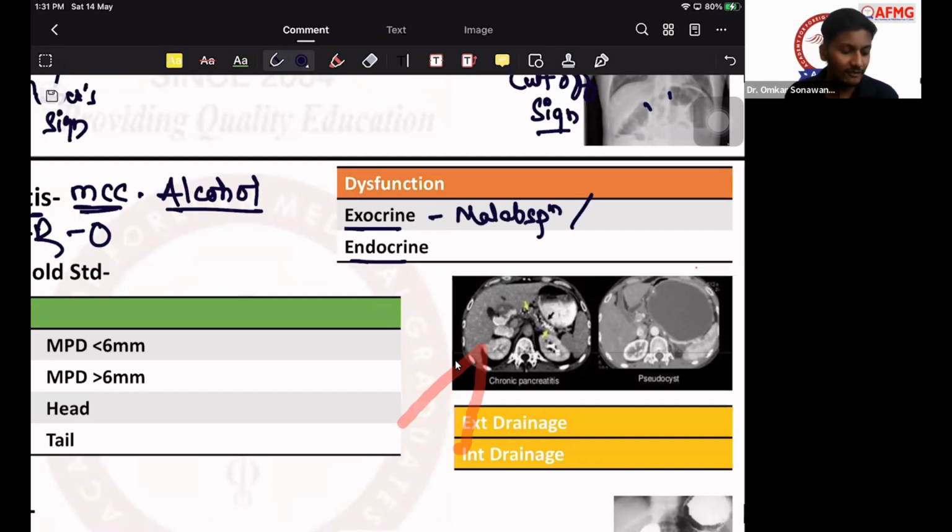And this foul smelling, greasy creation is called steatorrhea. Last time there was a question: pancreatitis can also cause malabsorption along with steatorrhea in the patient.